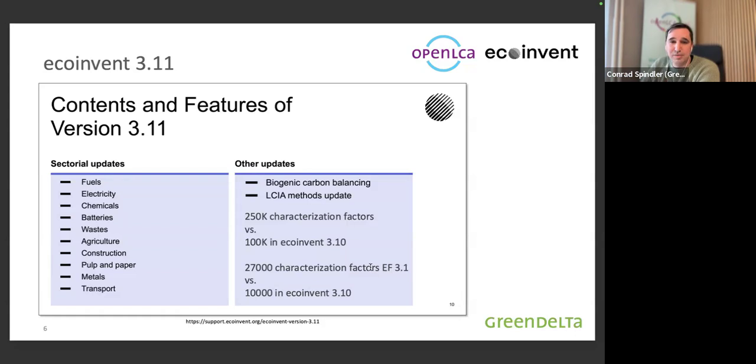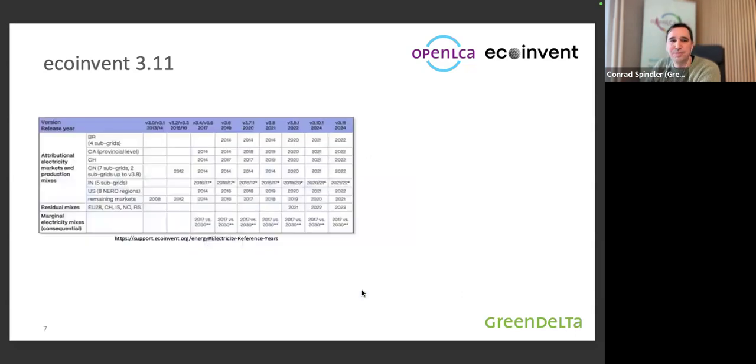Here as an example, the EF 3.1 environmental footprint method has now like 27,000 factors compared to 10,000 before. And this is, I think, they harmonized it with the GLAD mapping. So the GLAD project, which did a mapping between the databases, so that Ecoinvent could now include also more of these factors.